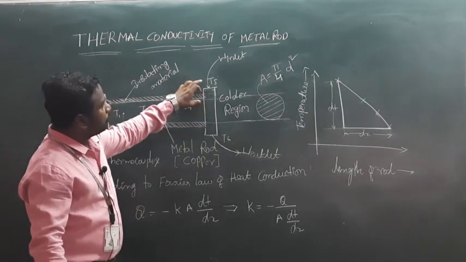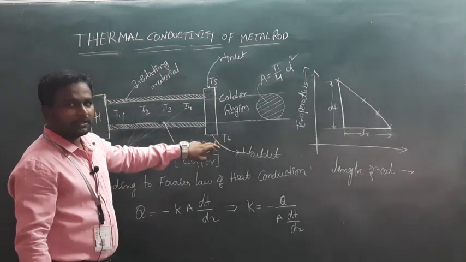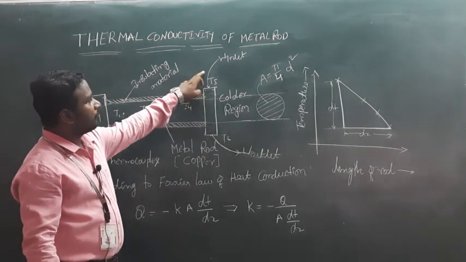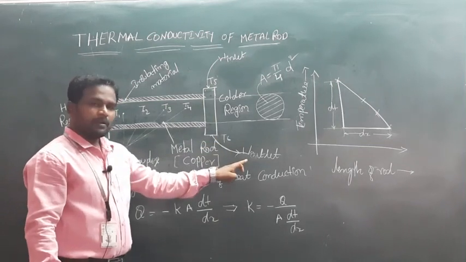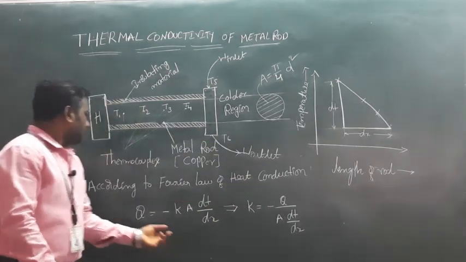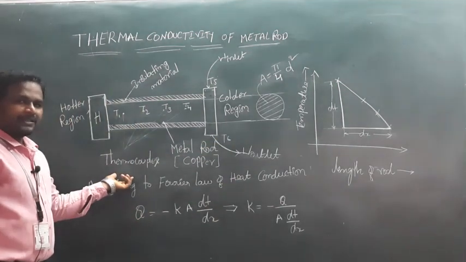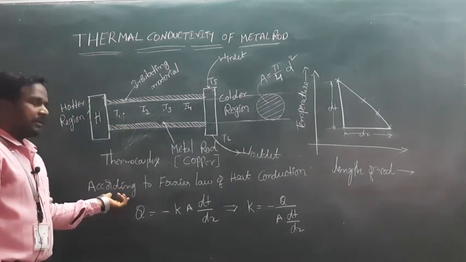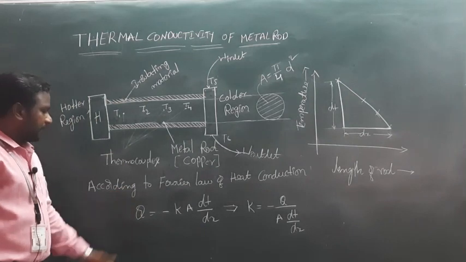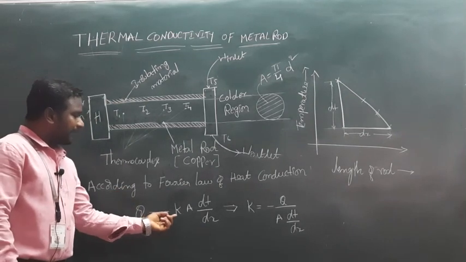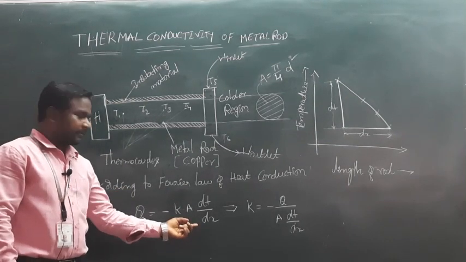After that, two thermocouples are mounted on the water jacket. One is to measure the water inlet temperature and the other is to measure the water outlet temperature. The thermal conductivity value is obtained by using the Fourier law of heat conduction. According to the Fourier law of heat conduction, Q equals minus KA into dT by dx.